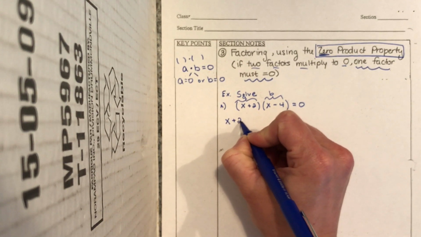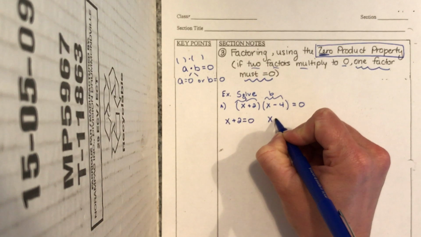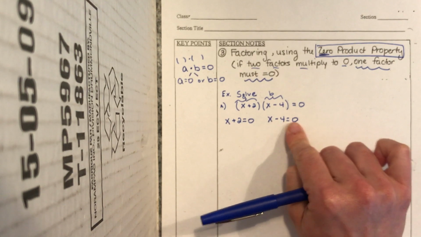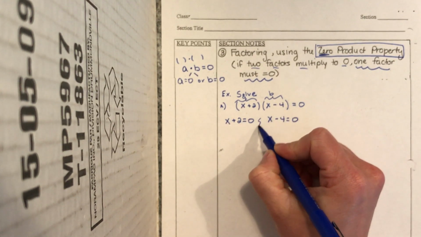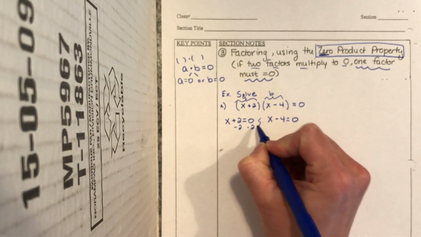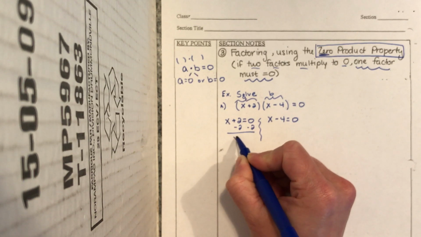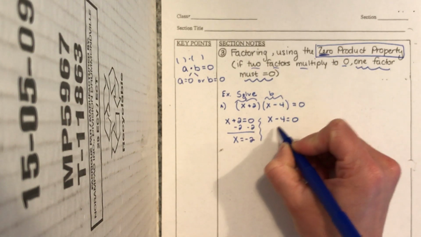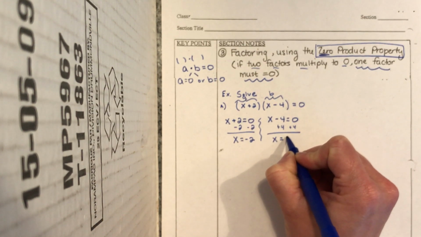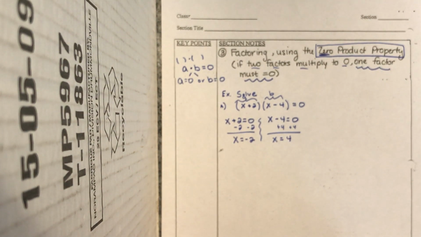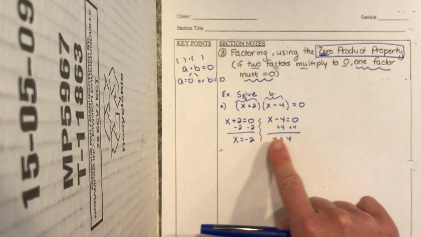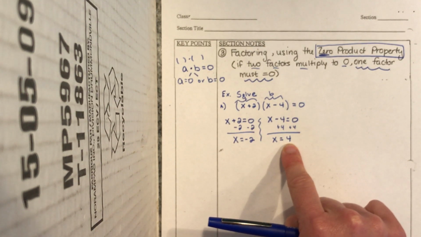So I'd take each factor and set it equal to 0. So either x plus 2 is 0 or x minus 4 is 0. And then I can solve them separately by undoing the order of operations. So in the equation on the left, I would end up with x is negative 2. And the equation on the right, I would end up with x is 4. So I have two answers. This original problem is equal to 0 when x is negative 2 or when x is 4.